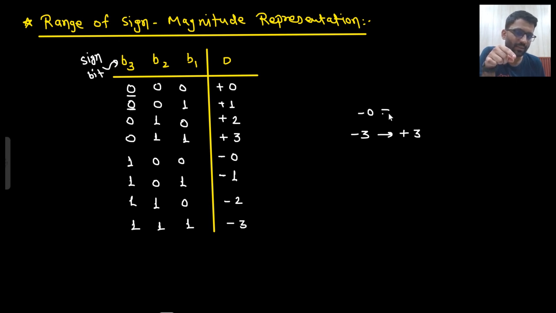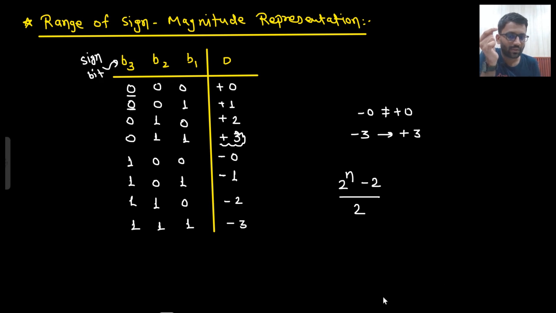Here minus 0 is not equal to plus 0. But actually minus 0 is equal to plus 0. But in signed magnitude representation, minus 0 is not equal to plus 0. So if there are n bits, let's understand it. Total number of possible combinations are 2 to the power n, minus 2, because 2 different zeros are there, divided by 2. Basically, why I am doing it in this manner, I just want to tell from where the formula is coming. I need to find this number. How will I find this number?